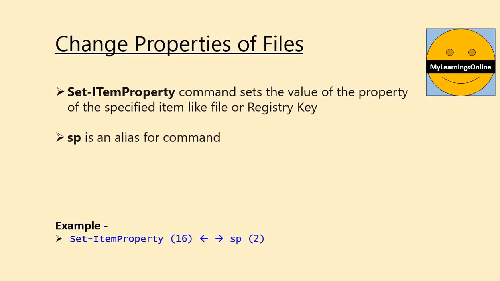As you are already aware, aliases are very helpful in reducing the time to write code and the code length itself. SP is an alias for this command. In this example, we can easily see the benefit of using an alias. The command has 16 characters, but the alias has only 2 characters.